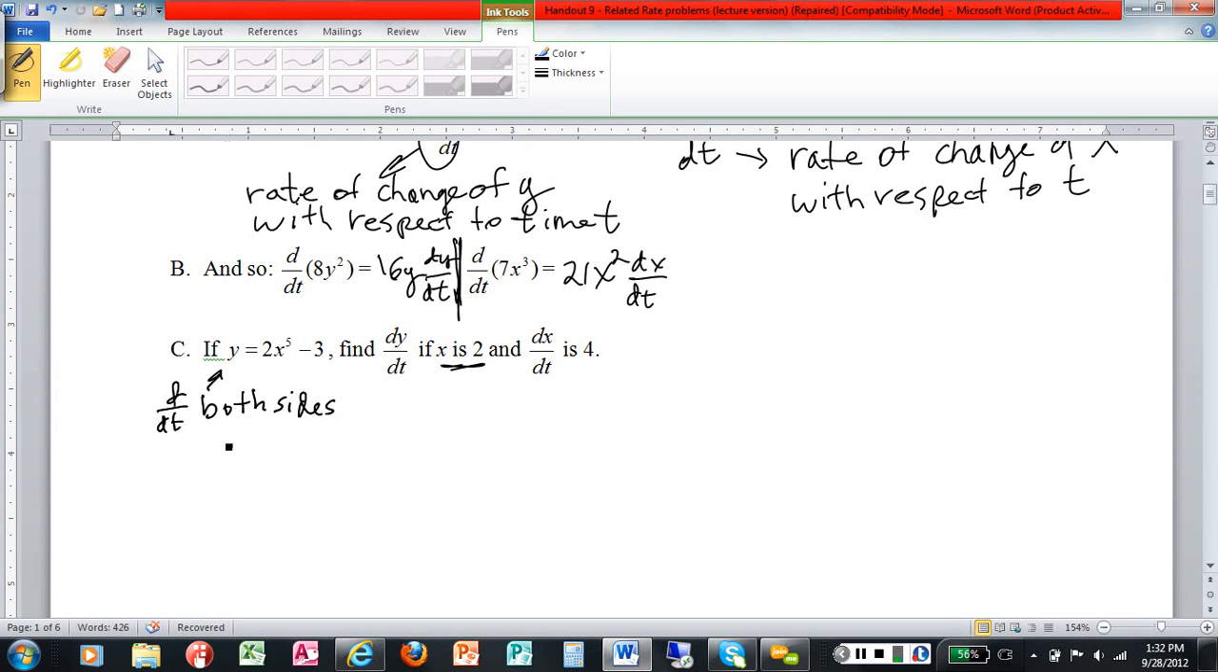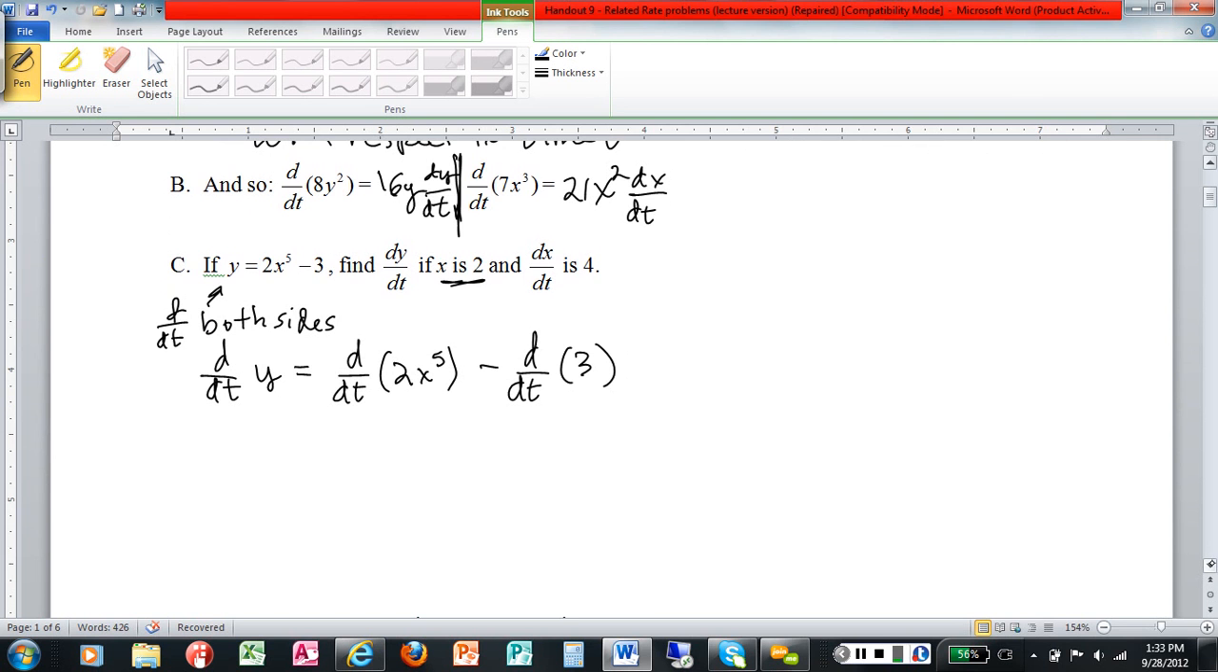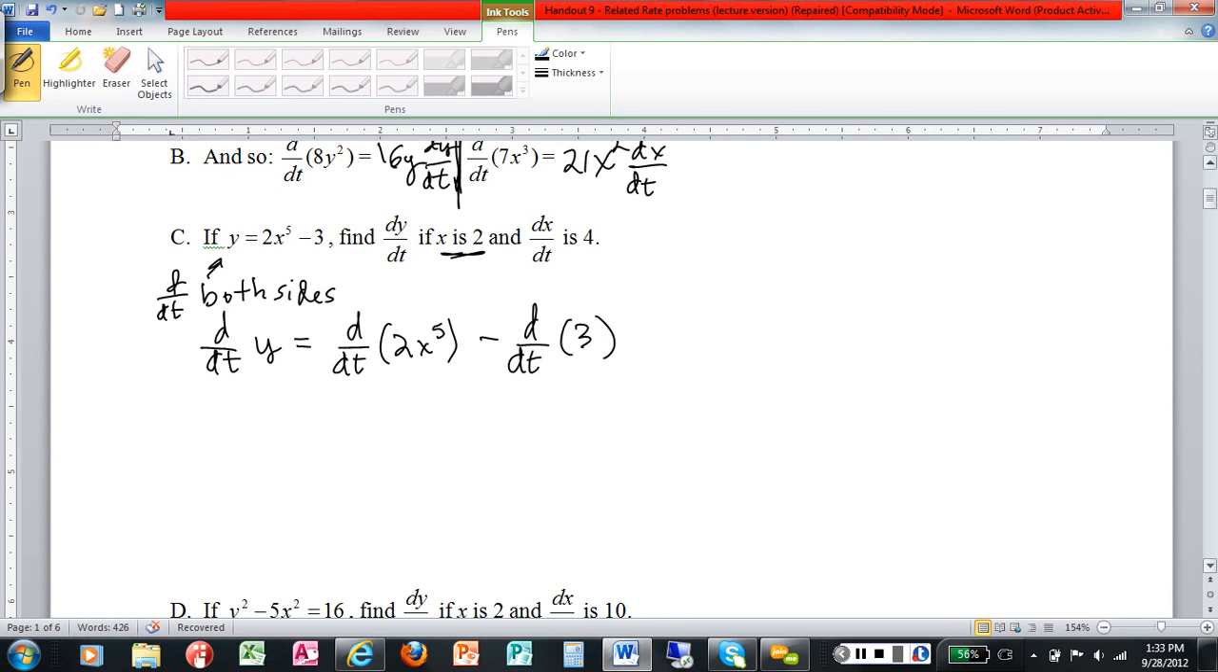Okay, so I'm going to do the d/dt of the left, so that'll be the d/dt of y. And then I'm going to do the d/dt of the right side, so that's going to be the d/dt of 2x to the fifth minus the d/dt. Those are separate things there. They're just the minuses between them, so I can just do the derivative separately like that, right? There's no real rule to contend with.